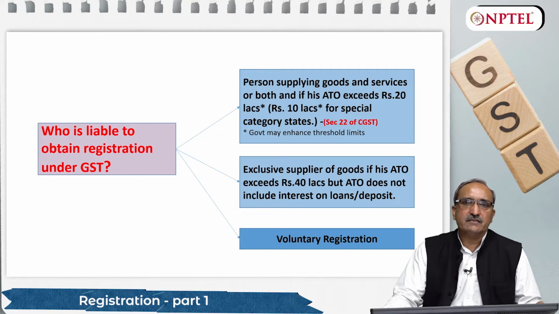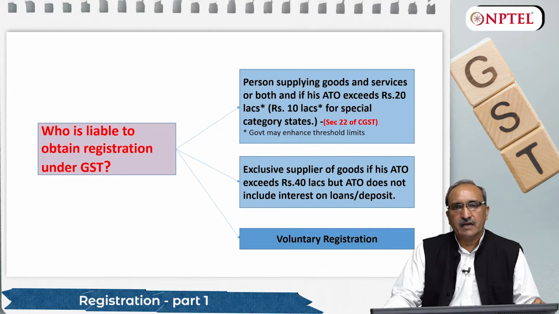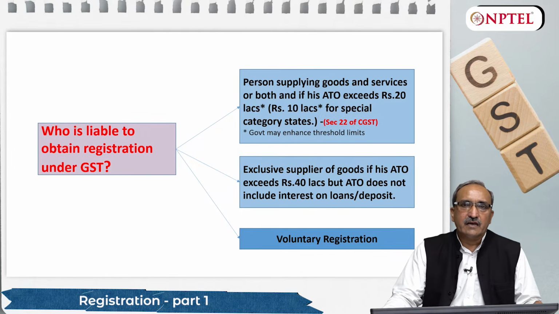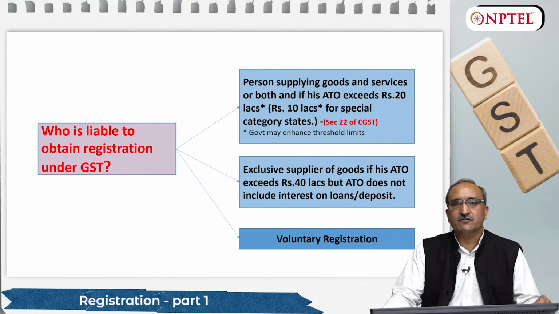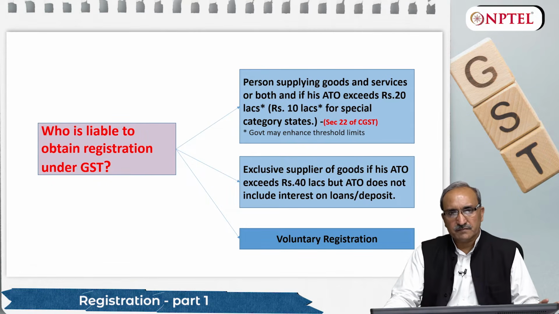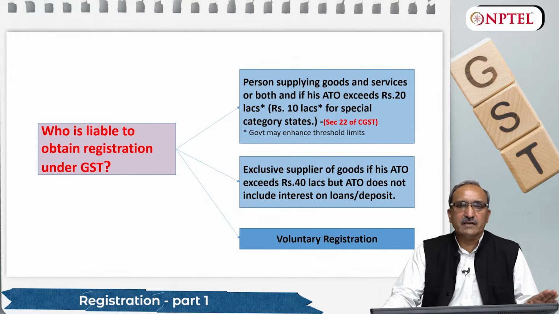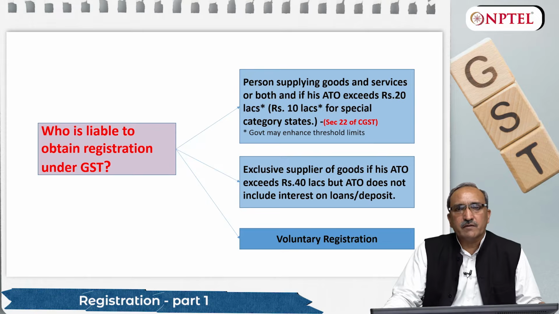If he is not having any such income and is dealing with goods only, simply a trader, in that case, he is required to take GST registration if his annual aggregate turnover increases 40 lakh rupees. In normal circumstances, 20 lakh rupees. But if you are purely, exclusively dealing with goods, no other income during the year, the threshold limit is 40 lakh rupees. So if your turnover during the year crosses the figure of 40 lakh, you are supposed to take registration.